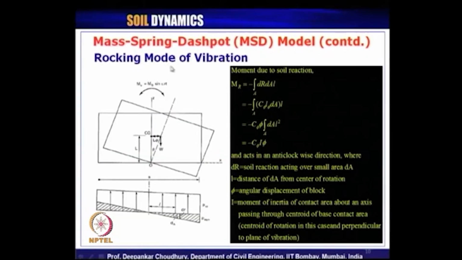Next, we had discussed the rocking mode of vibration. For the rocking mode of vibration, we had an externally applied rocking moment on the system, which is considered harmonic: M naught, the amplitude of the moment, times sin omega t. Because of this, at any instant of time the Cg of the machine plus foundation system will be displaced from here to here, and suppose the Cg is located at a distance L from the base of the footing.